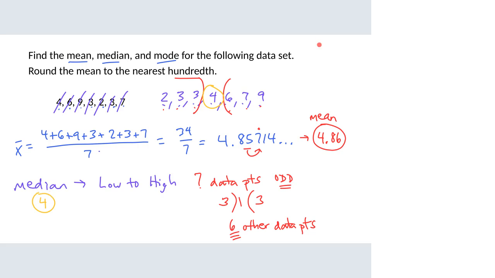Finally, I need to find the mode. Mode is probably the easiest of these. It's just whatever number occurs most often. What number occurs most often in this data set? Somebody let me know.